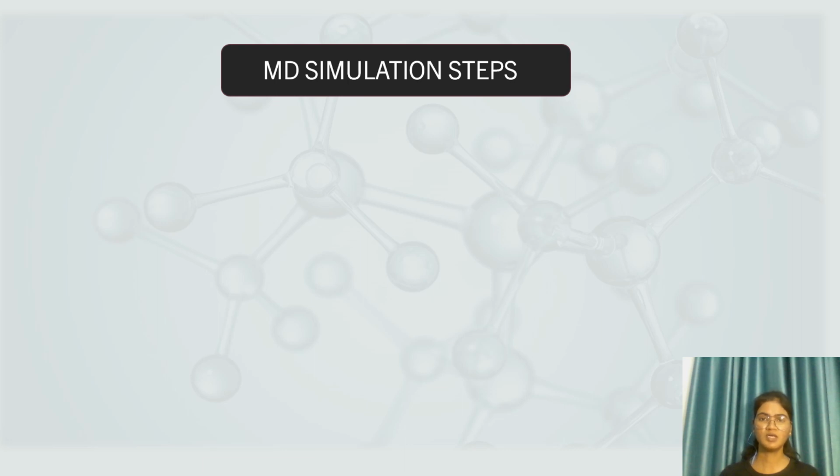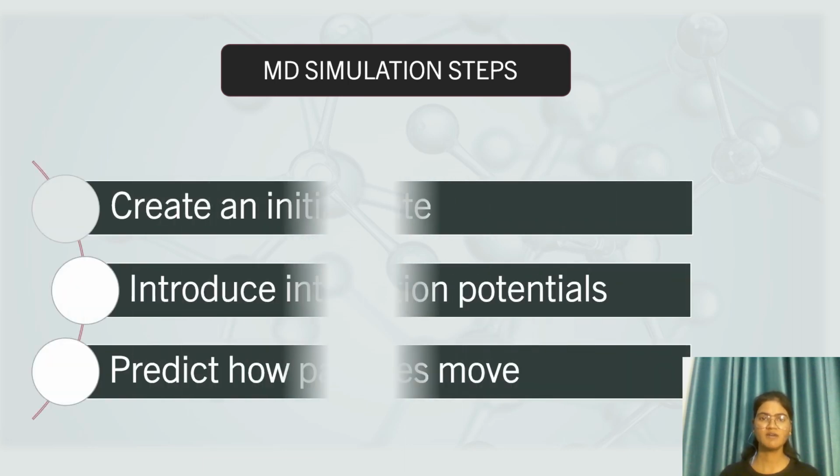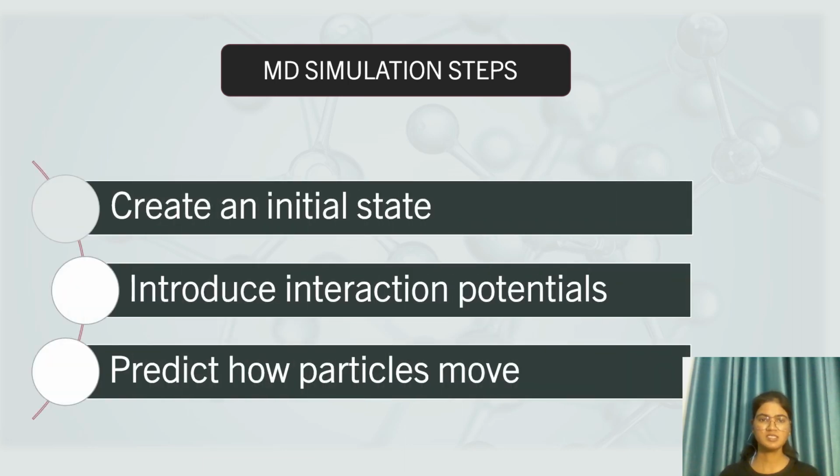To run a molecular dynamics simulation, we have three steps. First, create an initial state; second, introduce the interaction potential; third, predict how particles move through Newton's equation of motion.